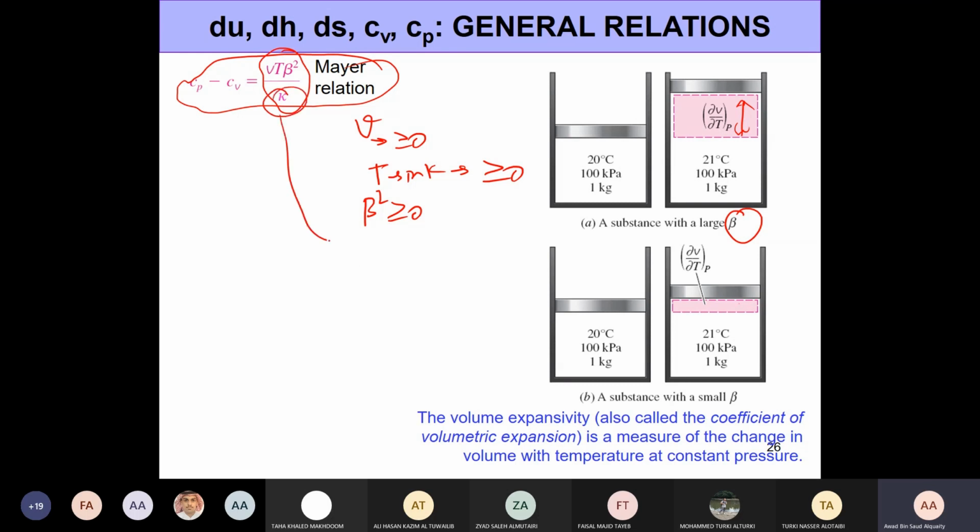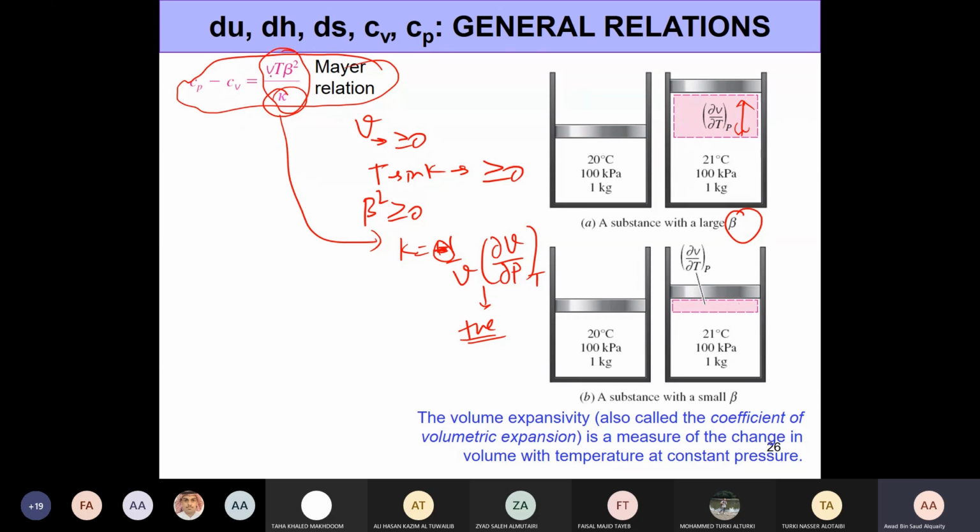Kappa, on the other hand, which is defined as minus 1 by specific volume, dou V by dou P at constant temperature, the isothermal compressibility. We already discussed that this is always going to be positive or zero, simply because every time you pressurize a substance at a constant temperature, its specific volume is surely going to decrease, and you already have this negative sign in front. So this basically means that the overall value of isothermal compressibility is always going to be positive.